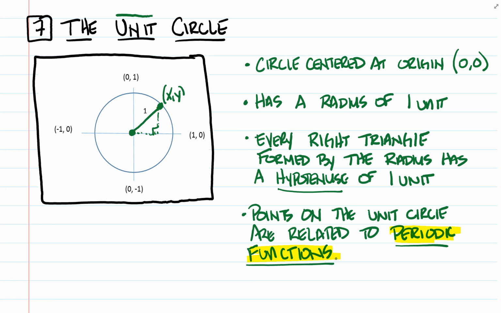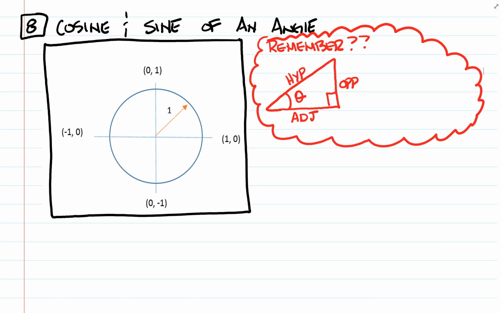So here are the basic facts of what a unit circle is. Before we dive any deeper, let's make sure we have these in our notes. Okay, I'm going to take you on a trip down memory lane in box number 8. So we have cosine and sine of an angle.